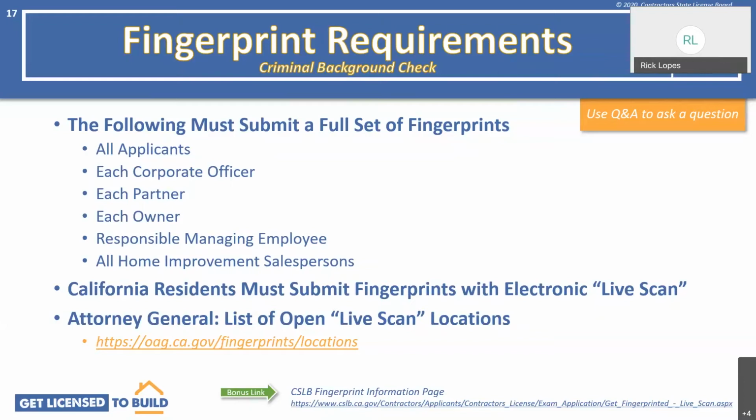You can get an updated list of LiveScan locations around California, broken down by county, on the Attorney General's website. We've got the link here, or you can simply go to the Attorney General's website and do a search for LiveScan. You'll also see a link at the bottom of the screen to the fingerprint information page on our CSLB website.